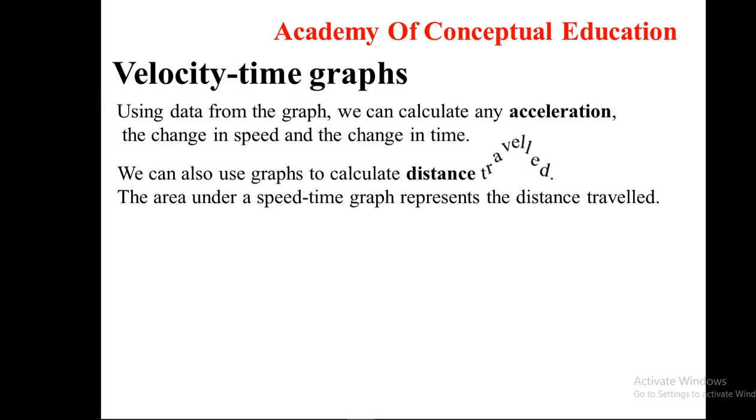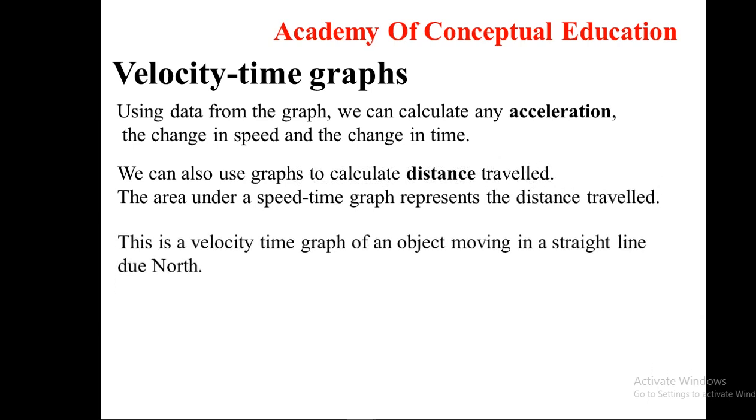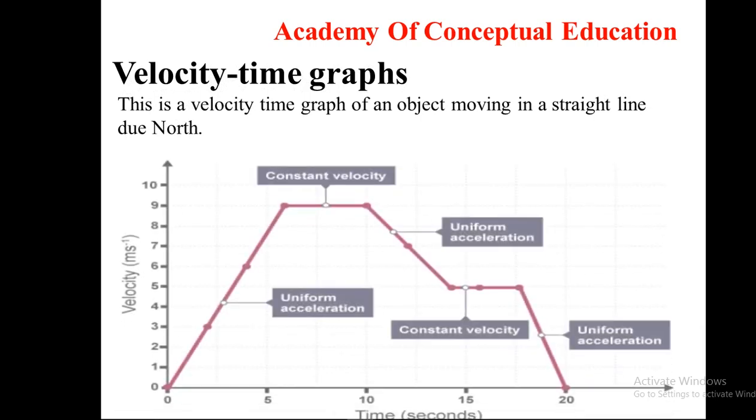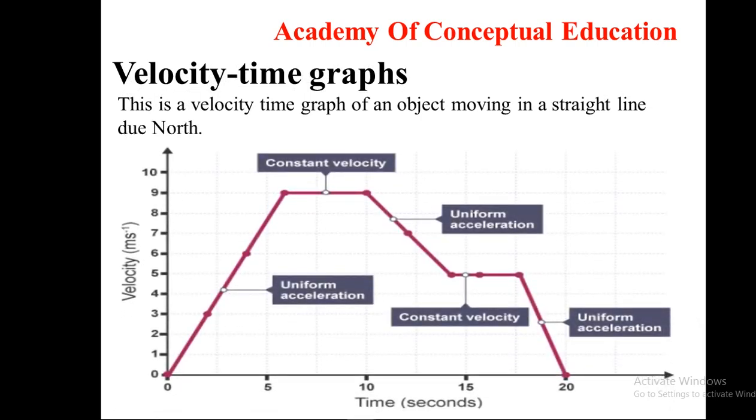Now how to find the distance? The area under the speed time graph represents the distance traveled. Now this is a very important point: in a velocity time graph, if you find the gradient, it means you are finding the acceleration. But if you find the area under the graph, it means you are finding the distance. So now this graph is very important.